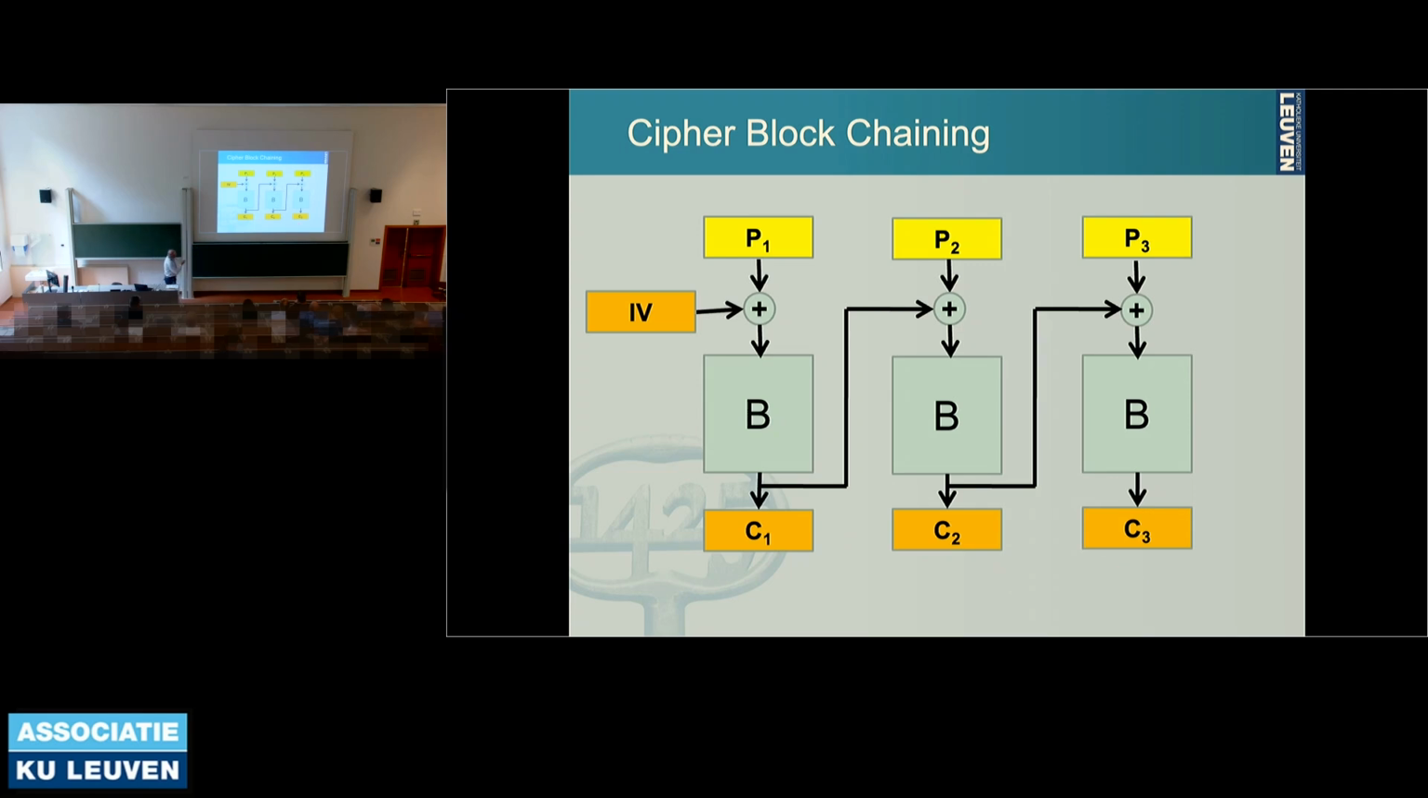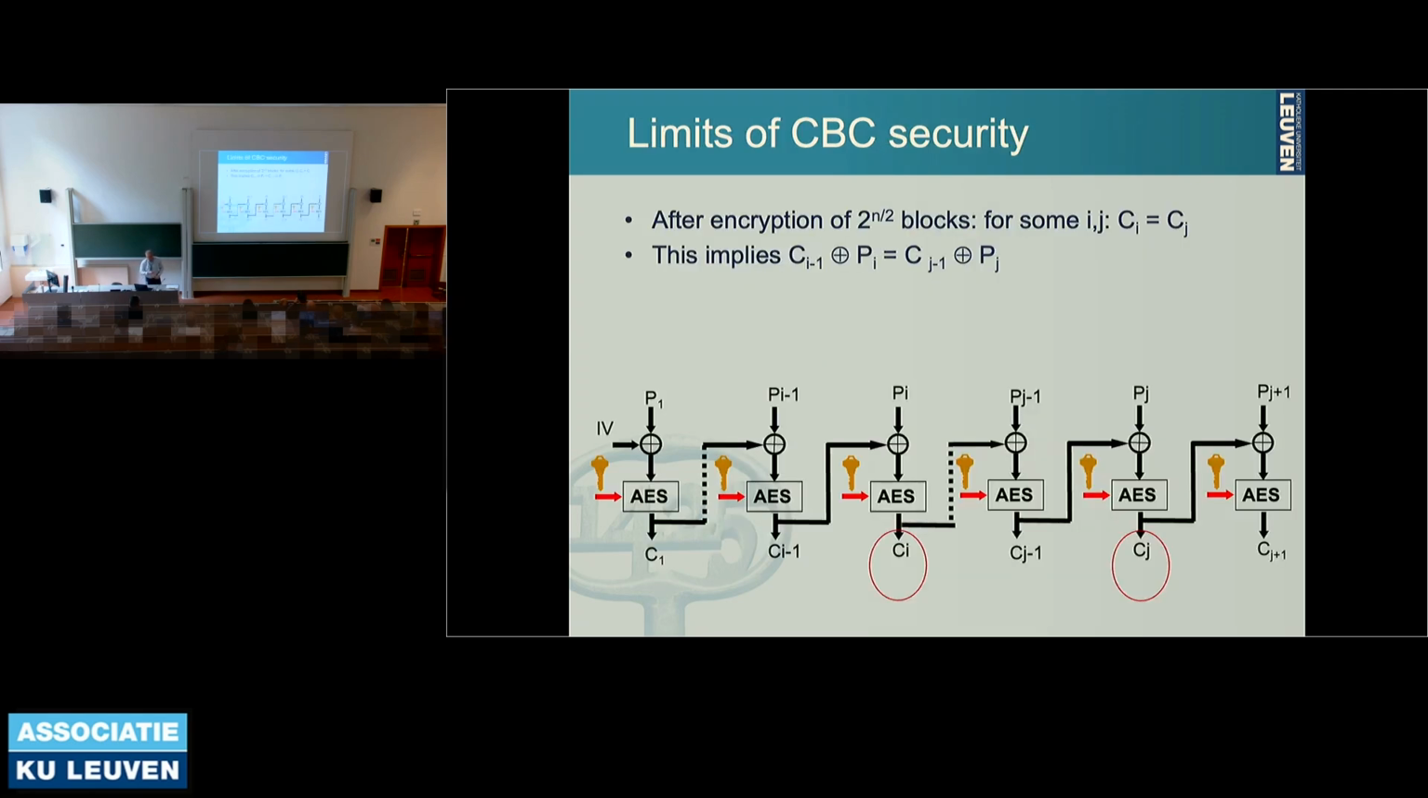So this mode of operation is good, but we can see here it still has problems if the amount of blocks that you encrypt approaches the square root of your table size, and that's on the next slide. So assuming that you're encrypting a very lengthy plain text, cut it in blocks of 128 bits and encrypt it with the CBC mode.